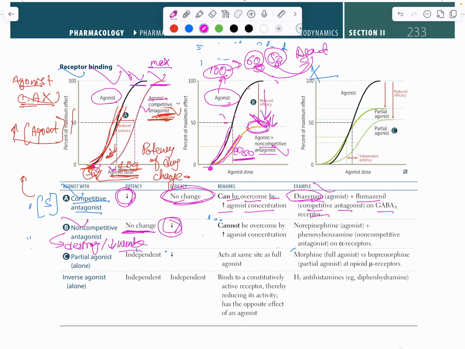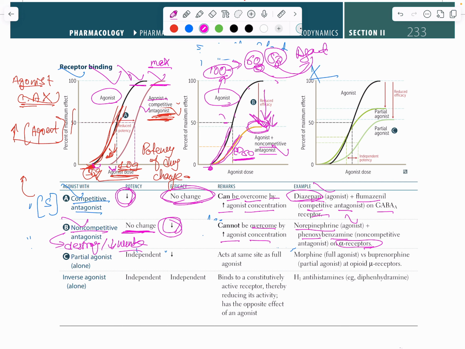And you already know the non-competitive inhibitor can't be overcome by increased concentration of the agonist. An example is norepinephrine, the agonist, with the non-competitive antagonist phenoxybenzamine on the receptors.